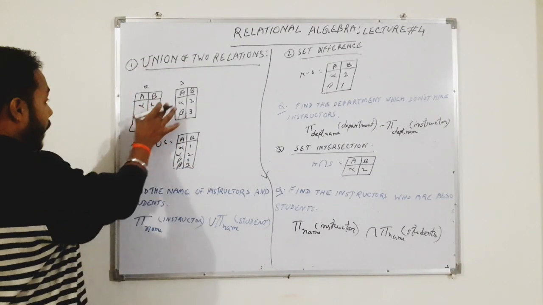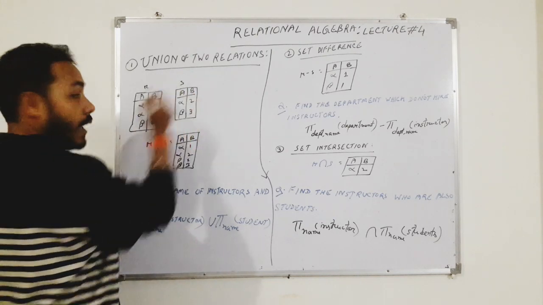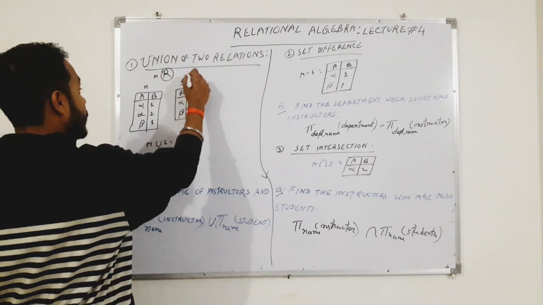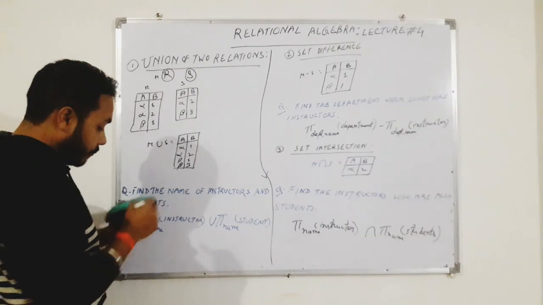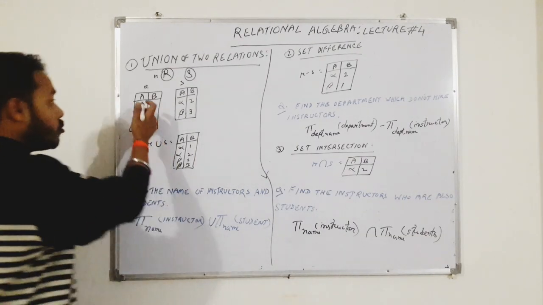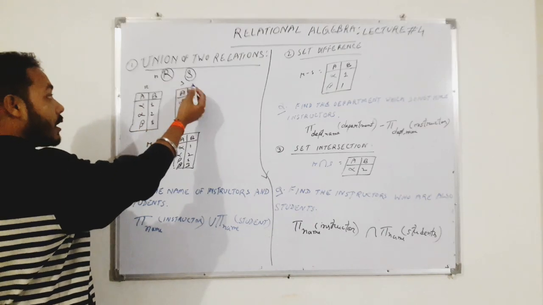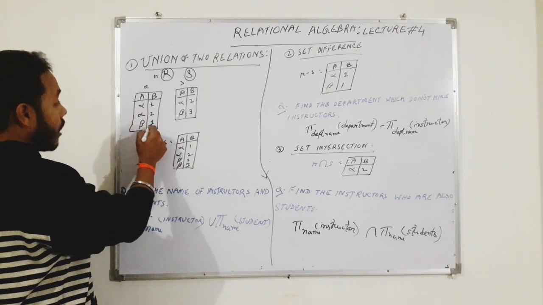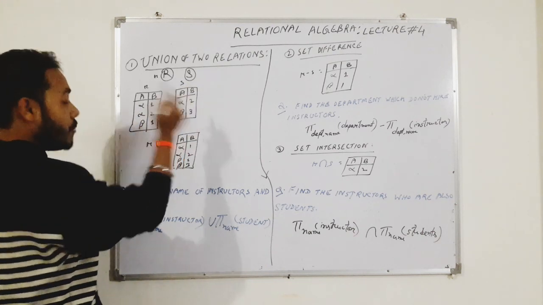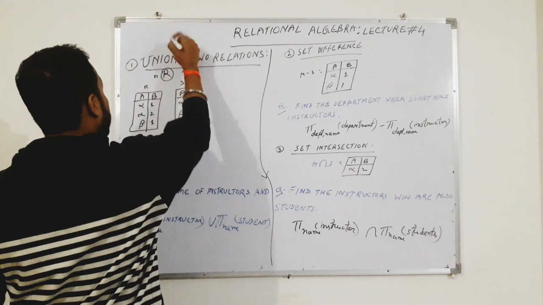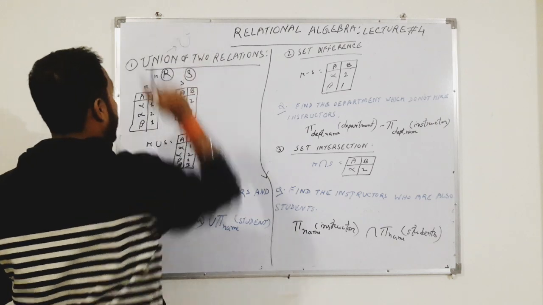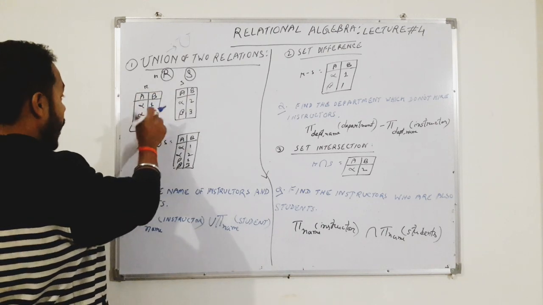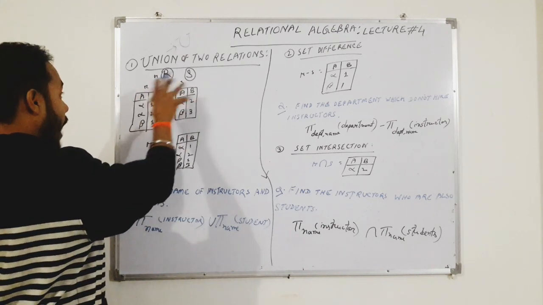I have considered two relations, R and S, where R is from the schema capital R and S is from the schema capital S. Relation R has two attributes, A and B, and the same in the case of S. The values for R are alpha 1, alpha 2, beta 1, and the values for S are alpha 2, beta 3. The union operation is denoted by this symbol, and you all know this symbol. So R union S will combine the elements of R and S.